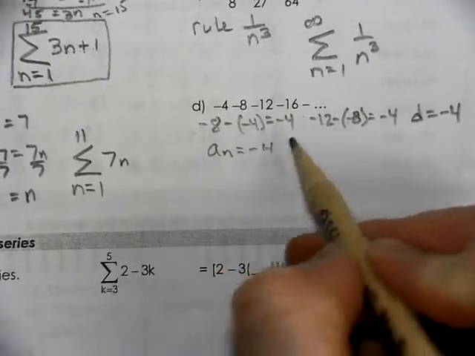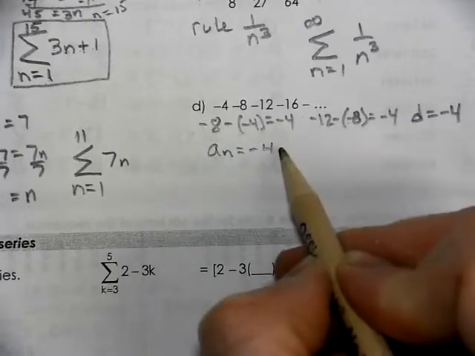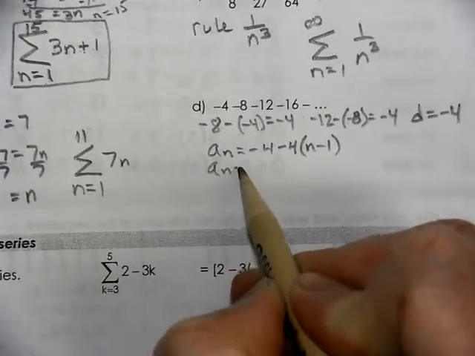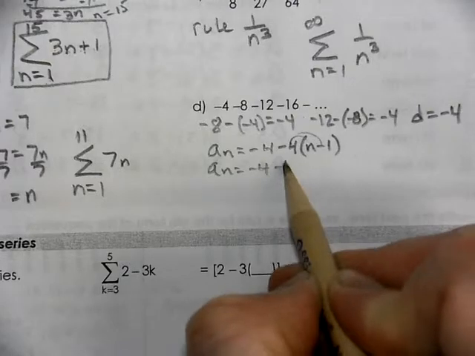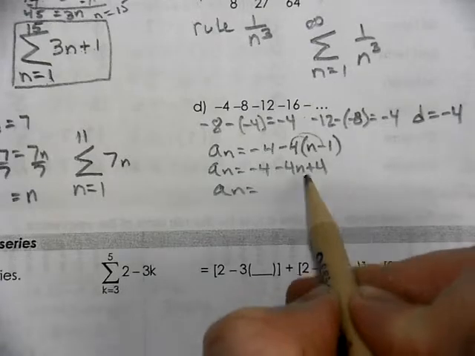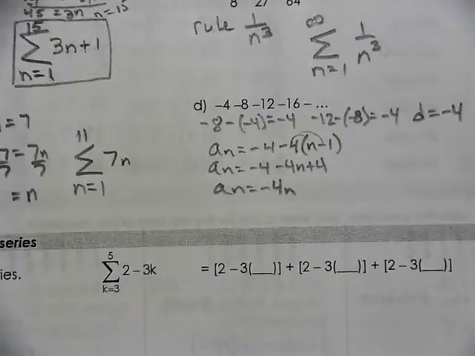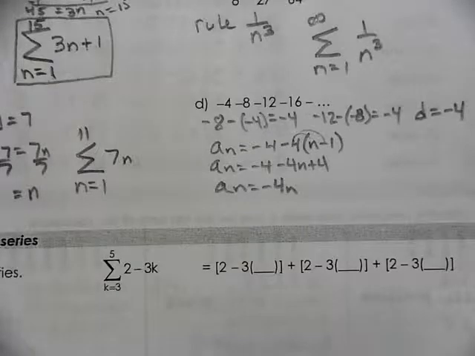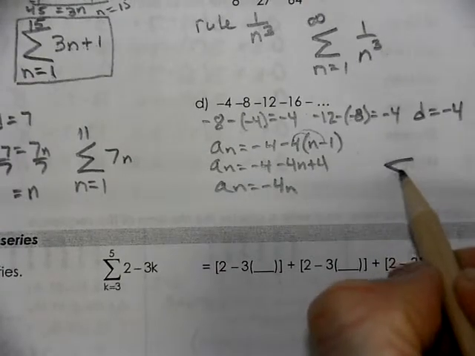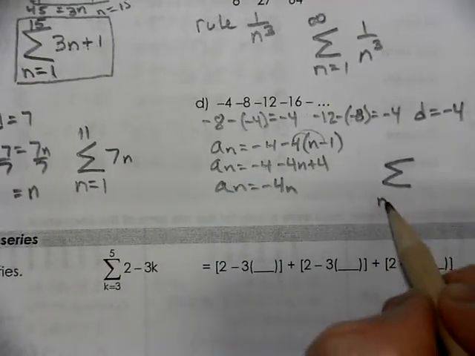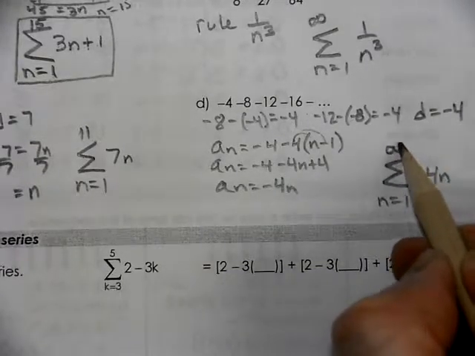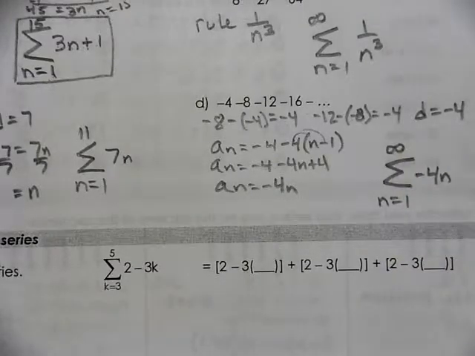Our first term is negative 4. Our difference is negative 4, n minus 1. Distribute, and we're left with negative 4 and a positive 4 cross out, with a of n equals negative 4n. It goes on forever because it has a dot dot dot, which tells us in our sigma notation that we're going to use the infinity sign for the upper limit.